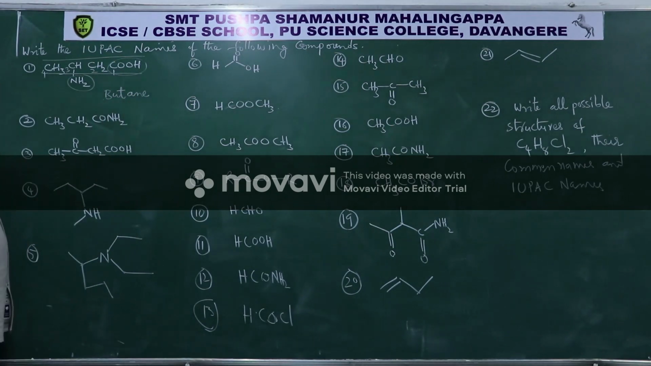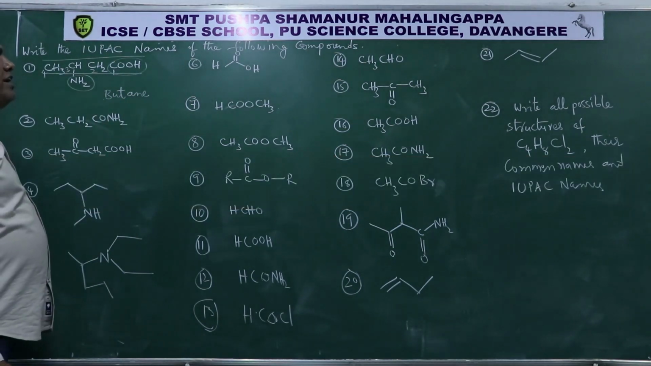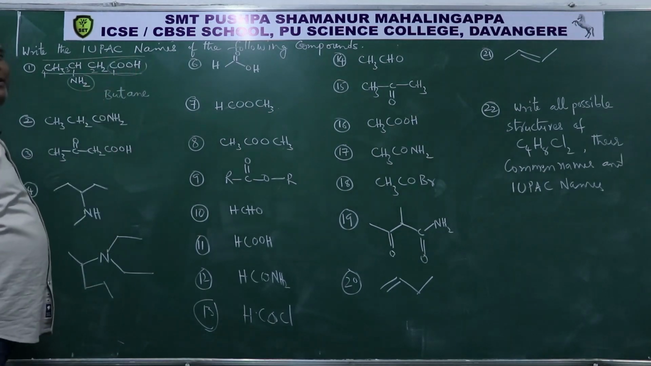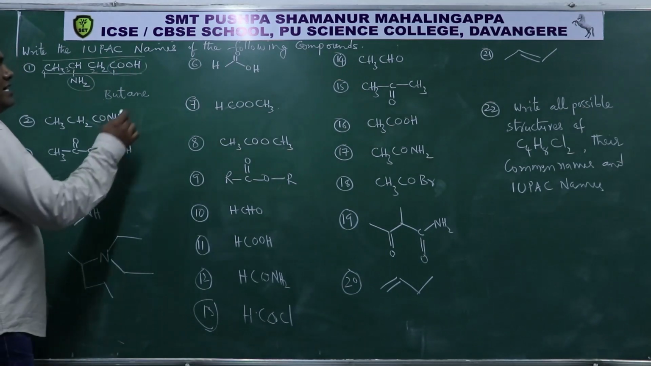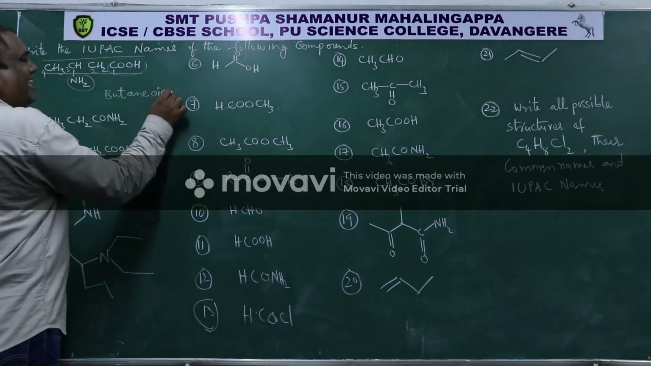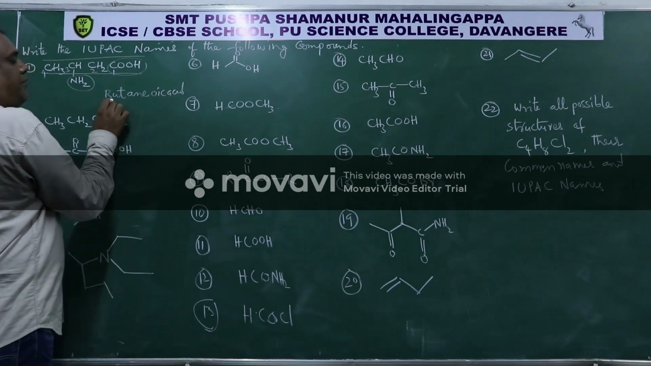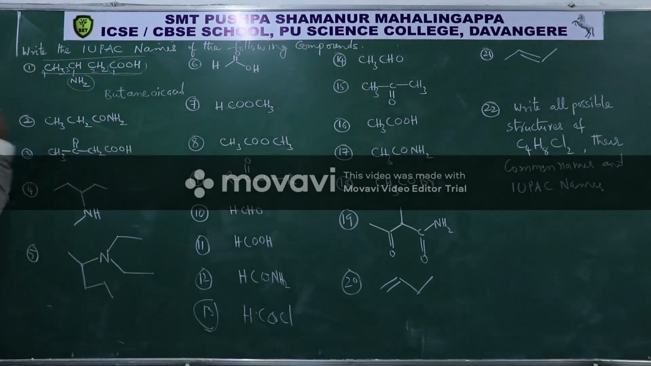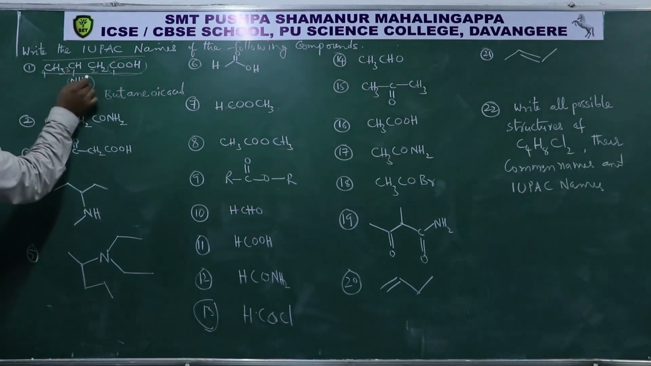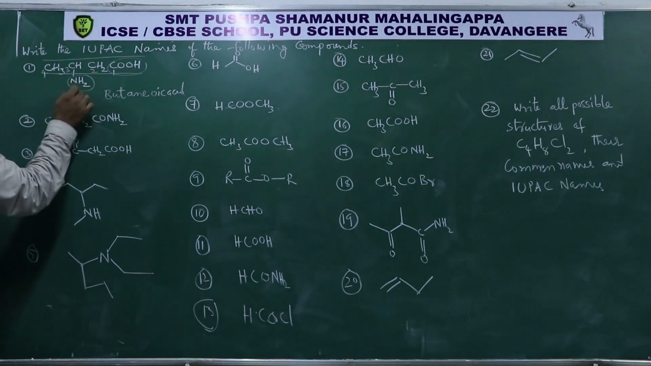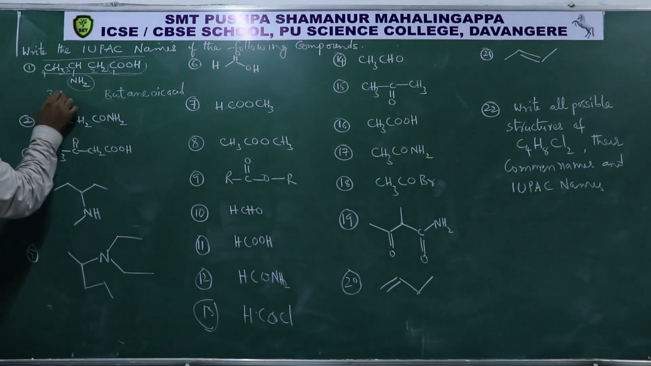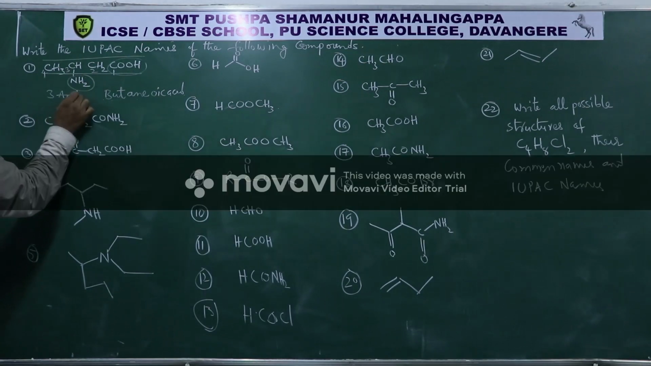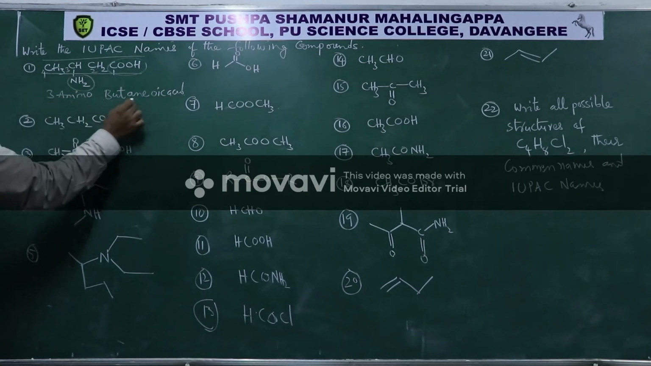Then the secondary suffix indicates the group of highest priority. The group of highest priority is COH. If the COH group is present as the high priority group, then the secondary suffix is oic acid. So root word, primary suffix, secondary suffix are over. Then prefix. To the third carbon, an NH2 group is present. If an NH2 group is present, it is called amino. Then the prefix is 3, because the NH2 group is attached to the third carbon, so it is 3-amino butanoic acid.